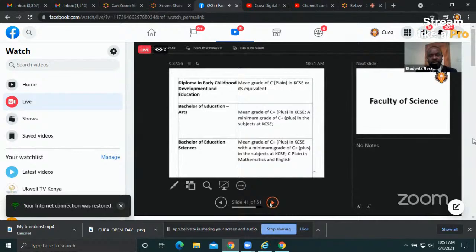What do I mean by that? For example, if you want to teach Kiswahili and history, we expect you to have a minimum of a C+ in Kiswahili and a minimum of a C+ in CRE for you to qualify to teach that combination, in addition to the overall grade. Then we also have the category of students who want to proceed and do Bachelor of Education Sciences. In this category, you are supposed to have a minimum of a C+ and a C+ in the teaching area. So for example, if you want to teach mathematics and chemistry, you are expected to have a C+ in mathematics and a C+ in chemistry.